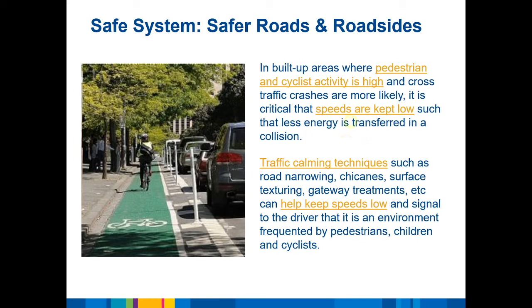So speed limits alone are not enough. We also need traffic calming techniques. So we need road narrowing. We can use chicanes and surface texturing. So we can put some sort of roughness, horizontal roughness on the road. We can install some gateway treatments. So gateway treatment is basically something that tells you that your road environment has changed.